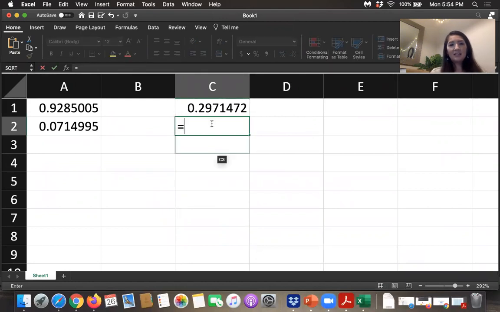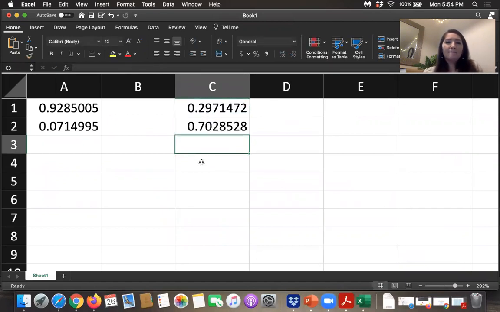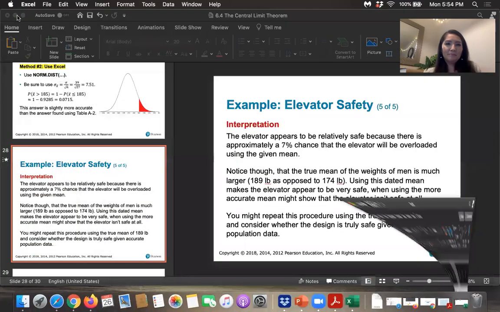And then that's the area to the left. I want the area to the right. So it's actually a 70% chance. Do you see that difference? There is a 70% chance that that elevator will be overloaded as opposed to a 7% chance. So when we use the dated data, it looks like the elevator is fine. When we use the accurate data, it looks like 70% of the time the elevator is going to break on us. We're going to have problems. So it's really important that we use that accurate data.